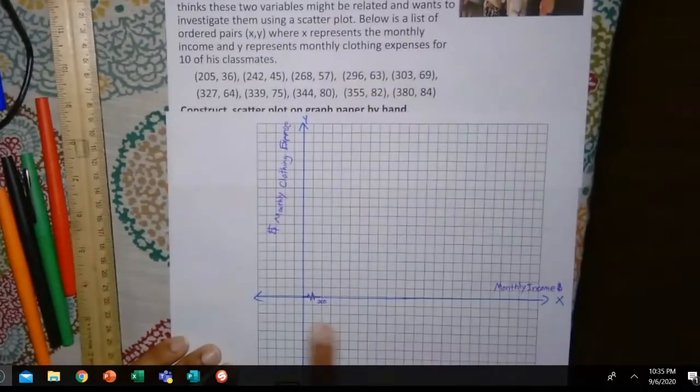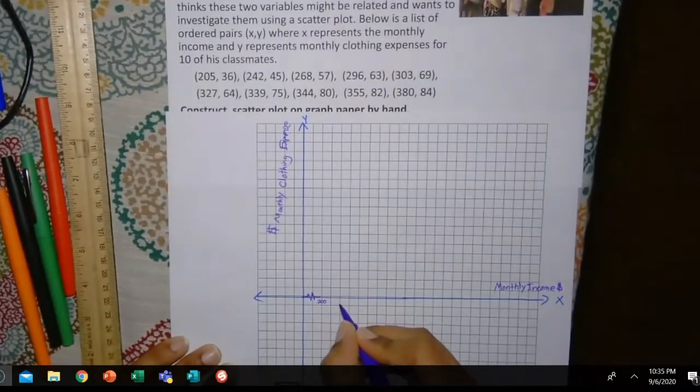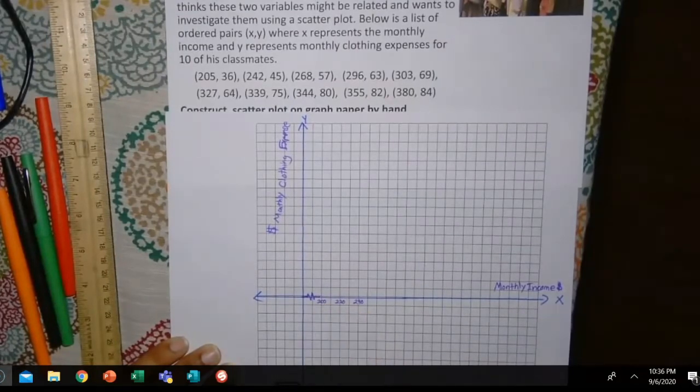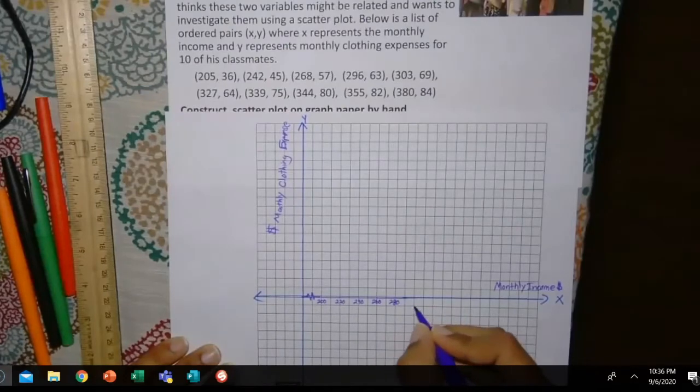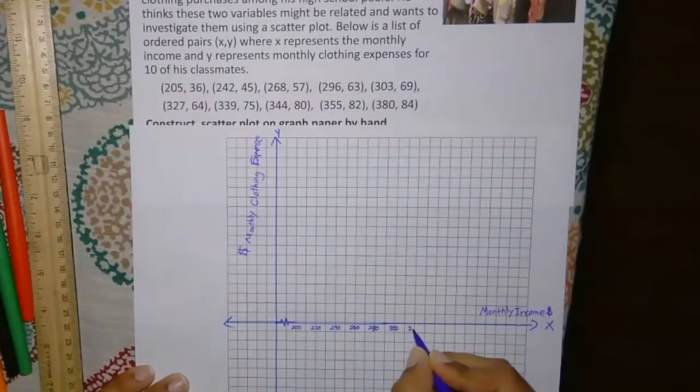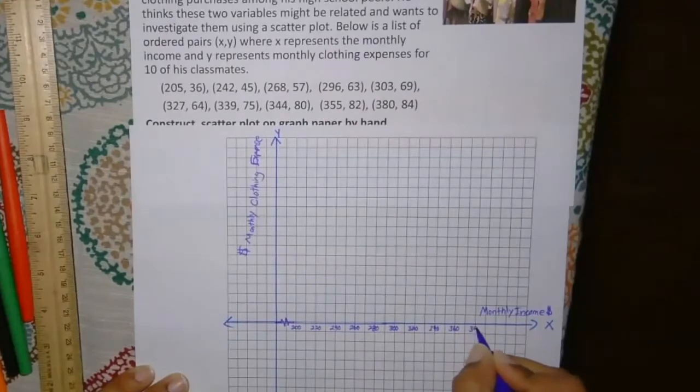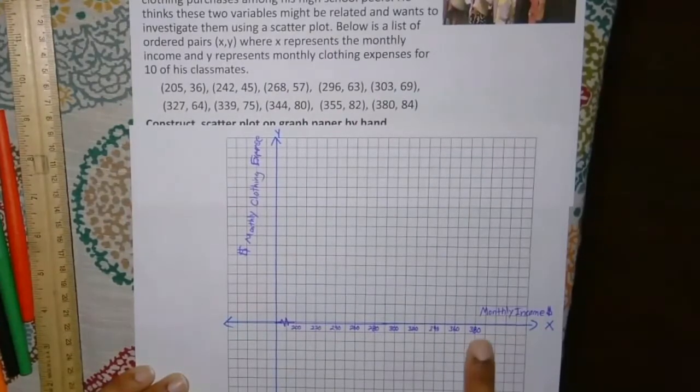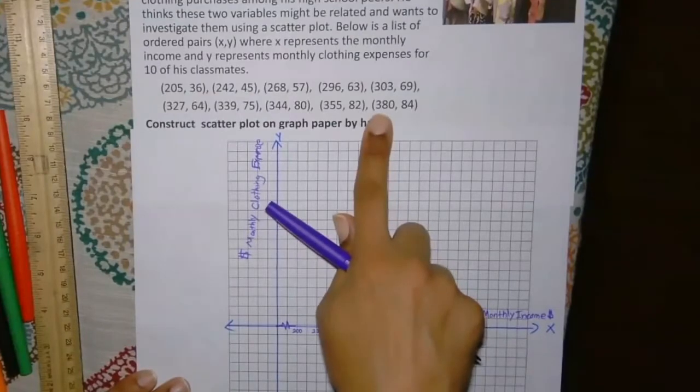So here we go 200, 210, 220, 230, 240. And you're going to notice I'm going to skip writing the number every other line. That way the numbers don't look too squished together. 250, 260, 270, 280. This line's 290. So 300, 310, 320, 330, 340, 350, 360, 370, and then 380. And I could keep going, but I'm going to stop right here because the greatest x value we see here is 380.